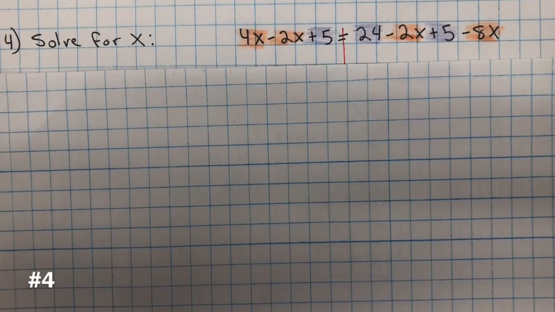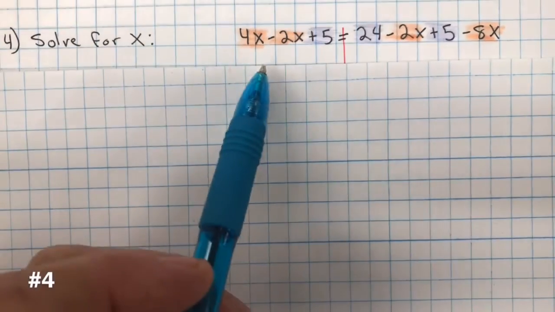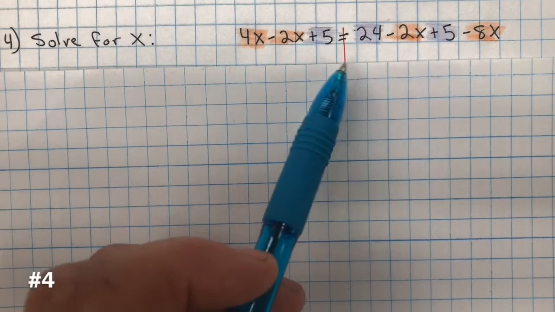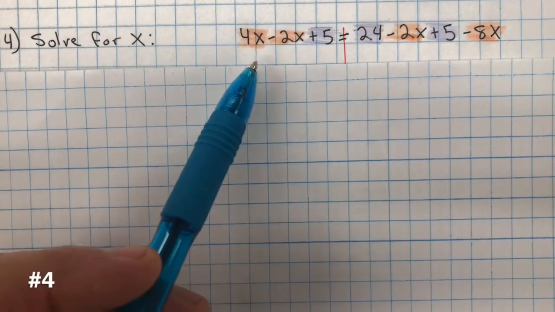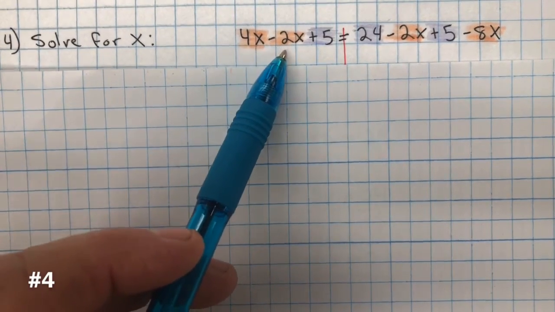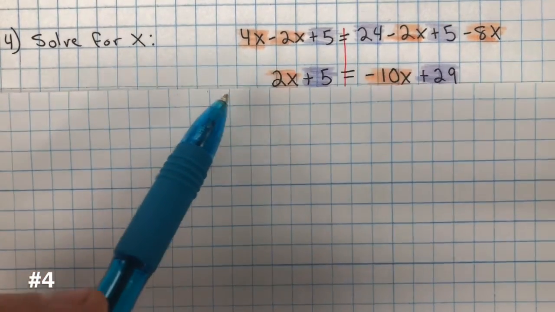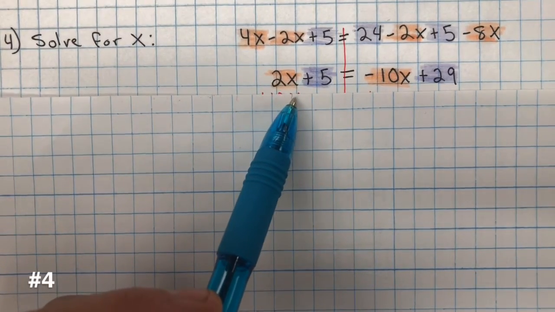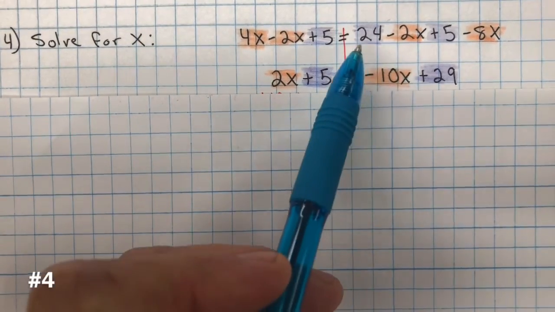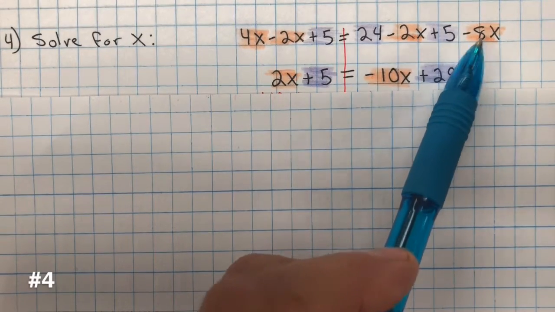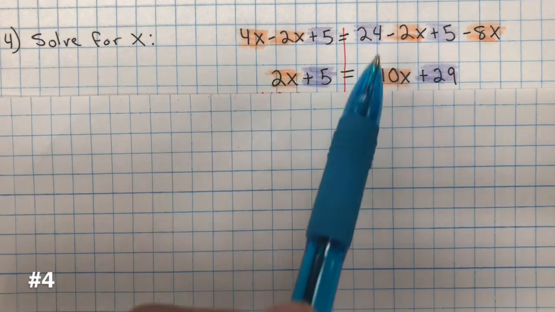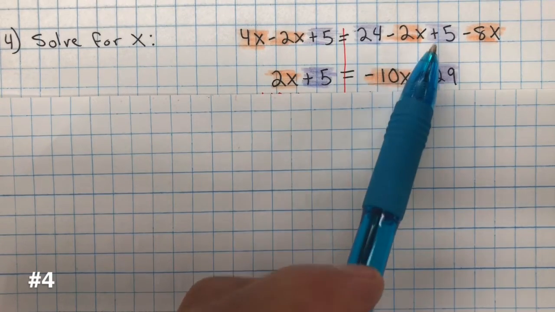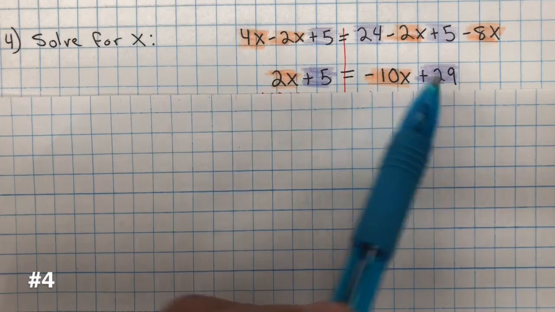For number 4, we need to solve for x. Well, first we want to identify like terms, and we will combine like terms on each side of the equation. So here we have 4x and negative 2x, or minus 2x, which equals 2x. There are no more like terms on the left side of the equation to combine. On the right side, we have negative 8x and negative 2x, which equals negative 10x. And 24 plus 5 is 29.